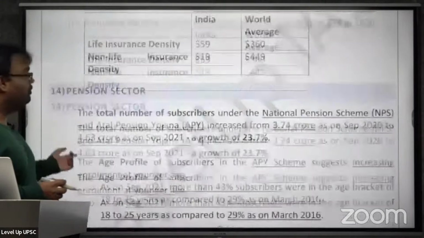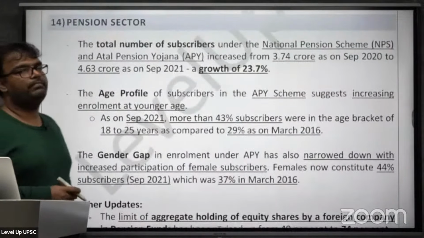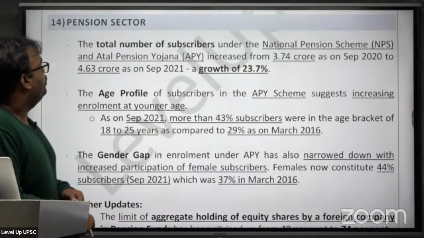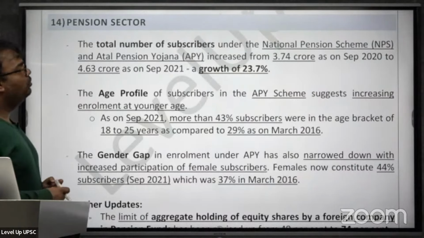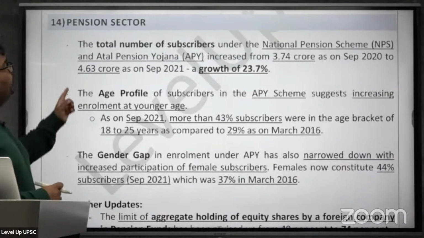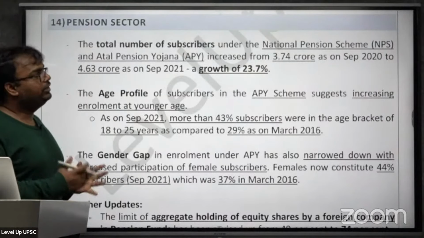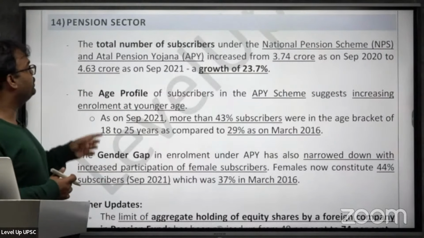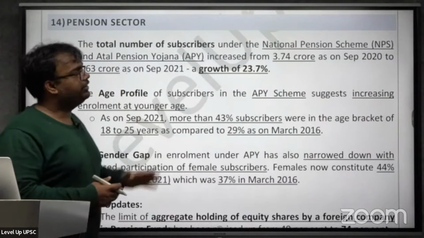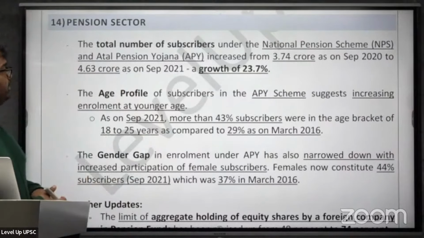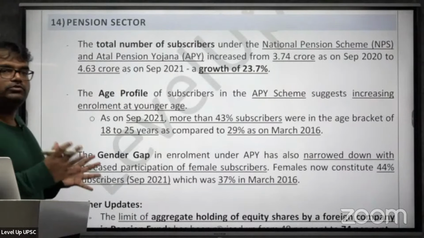Let's now go to the pension sector. The total number of subscribers under the National Pension Scheme as well as under Atal Pension Yojana has now gone to 4.63 crore. From 3.74 crore in September 2020, we have gone to 4.63 crore in September 2021, a net growth of 23.7%.